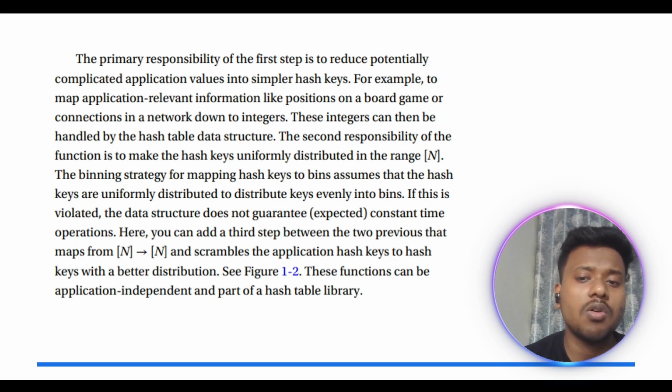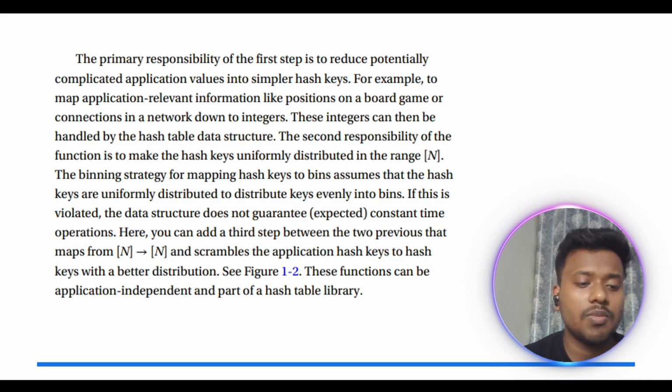The second responsibility of the function is to make the hash keys uniformly distributed in the range. The strategy for mapping hash keys to bins assumes that the hash keys are uniformly distributed, to distribute keys evenly into bins. If this is violated, the data structure does not guarantee expected constant time operations. Here you can add a third step between the two previous that maps from n to n and scrambles the application hash keys to hash keys, for a better distribution. See figure 2.